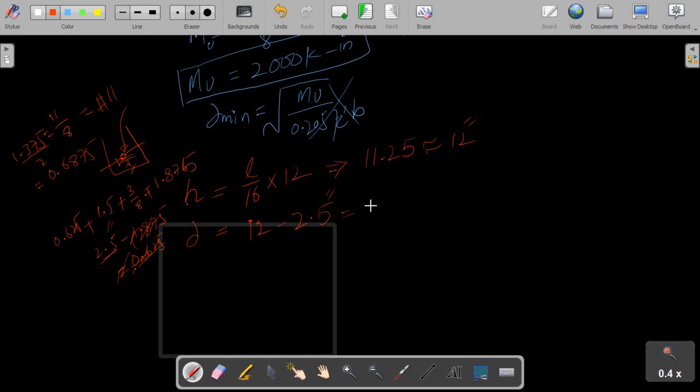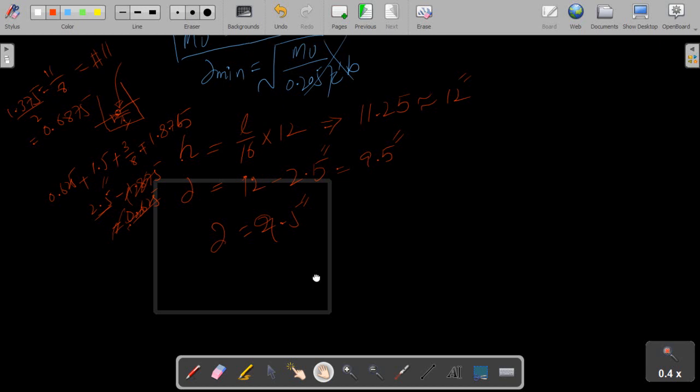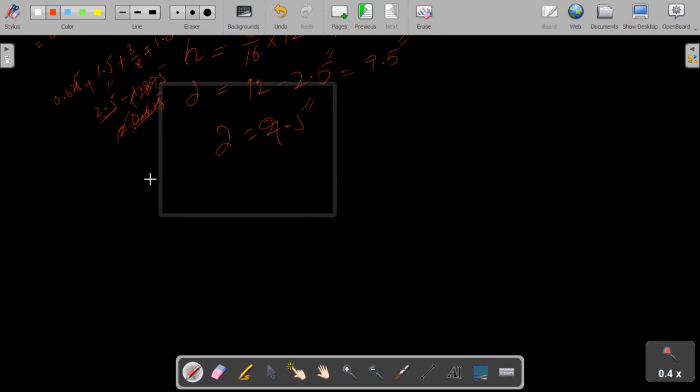So this will give me the effective depth of the beam, which is 9.5 inch. So 9.5 inch is my effective depth. Now let us use this effective depth and find out the area of steel. So for the area of steel, let's say I'm using the trial and error method.